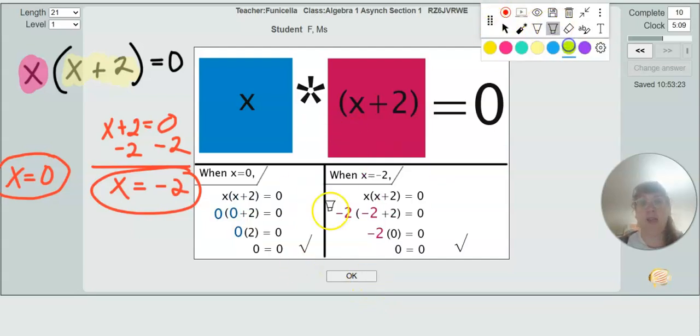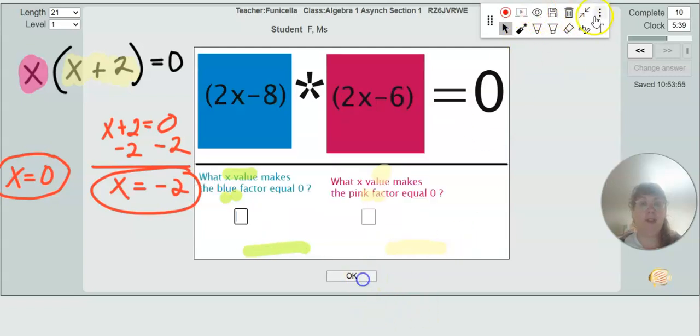And if we plug it in, we can see what happens. So if x is 0, we have 0 times (0 plus 2). 0 plus 2 is 2. 0 times 2 is 0. So we do get 0 equals 0. If we plug in negative 2, negative 2 plus 2 is 0. Negative 2 times 0 is 0. There's another option for getting that value of 0. Beautiful.